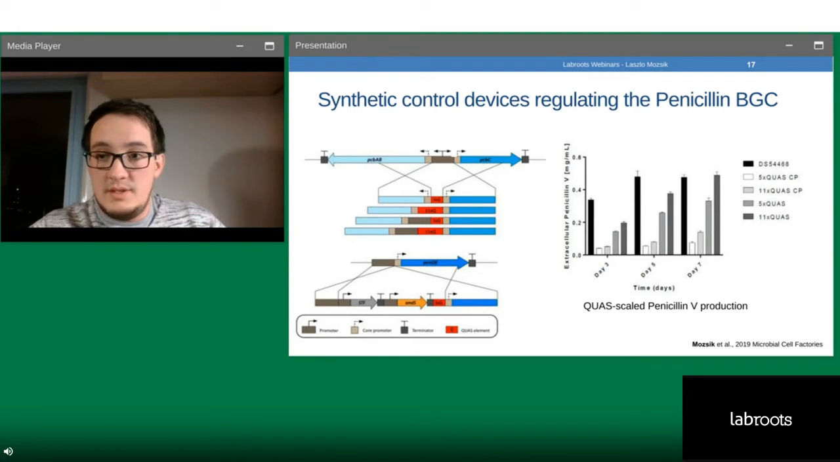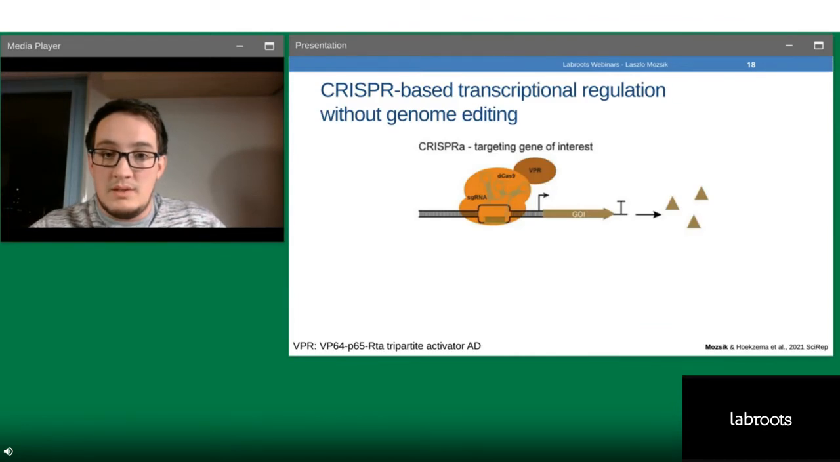So as you can see, synthetic transcription factor-based regulation can result in a scaled expression of the gene of interest, but unfortunately, every gene has to be engineered for this purpose. CRISPR-based transcriptional regulation, on the other hand, could provide transcriptional regulation without the need for genome editing.